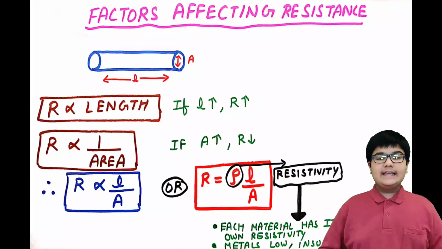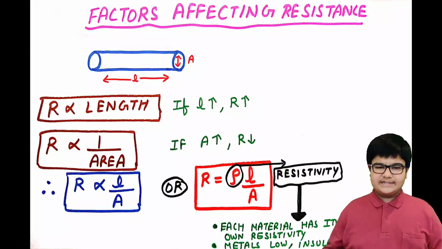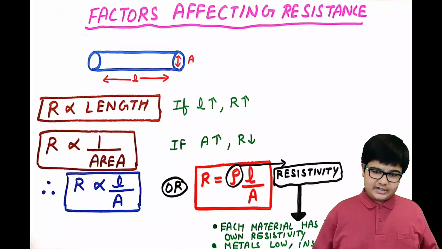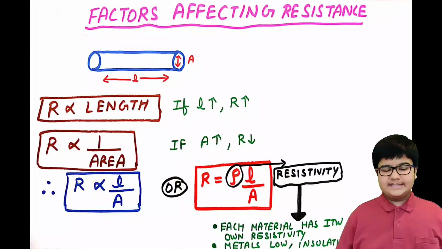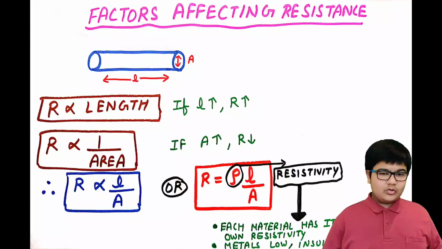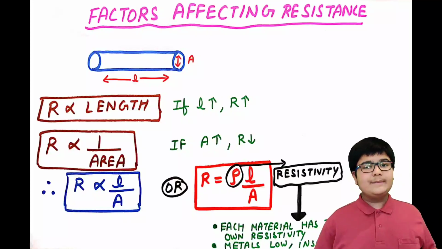Now metals like aluminium, silver, copper, etc., have low resistivity, so they are very good conductors and they allow electricity to pass through them easily. While insulators like glass, plastic, rubber, etc., have very high resistivity, so they do not allow electricity to pass through them easily.